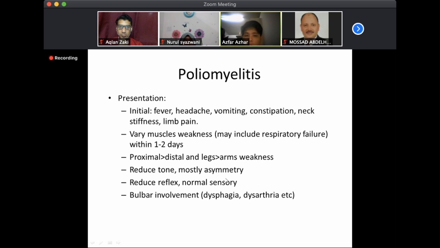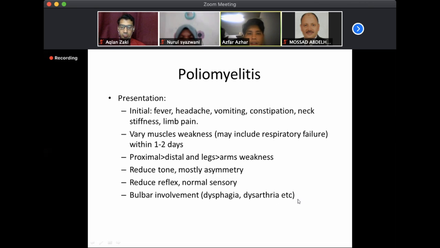So a patient will come with reduced tone, mostly asymmetric. So if it is symmetric, we must consider what? Transverse myelitis, okay? Because usually it is bilateral and it involves the spinal cord. And reduced reflex, normal sensory. And if there is bulbar involvement, the patient might come with dysphagia and dysarthria, etc.